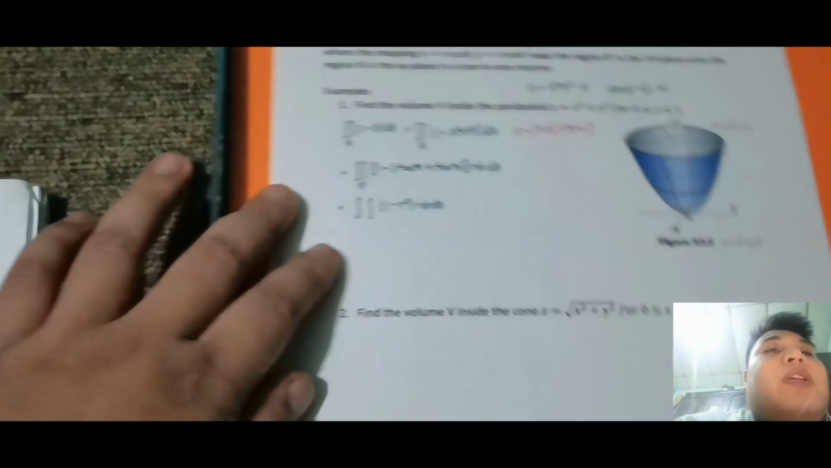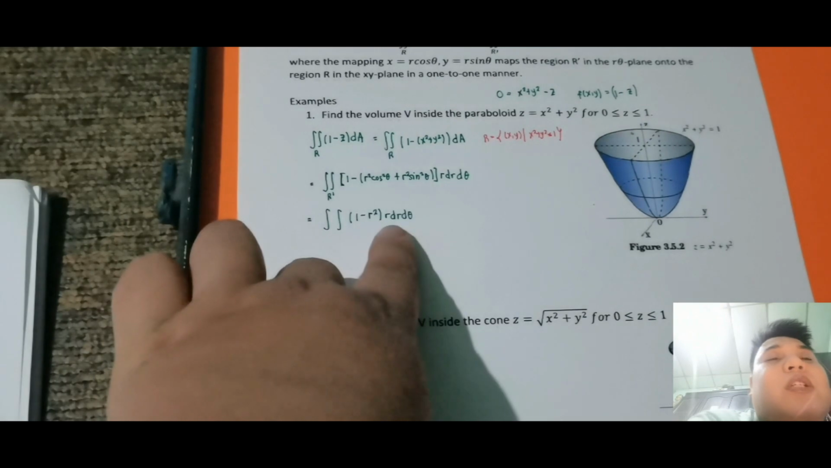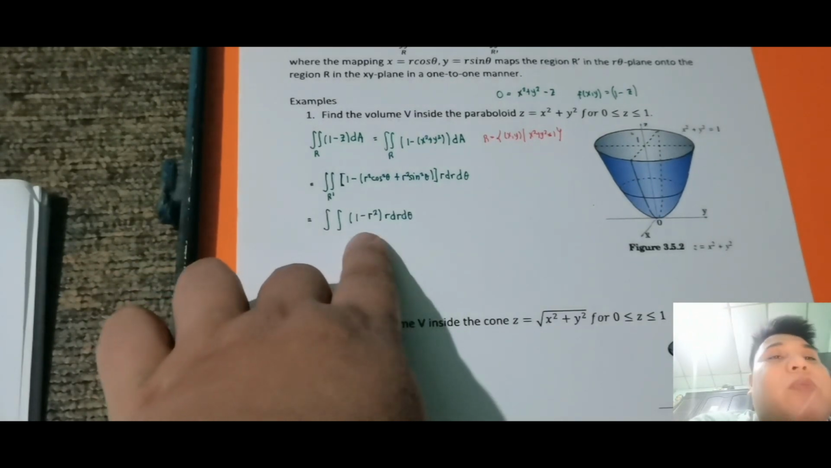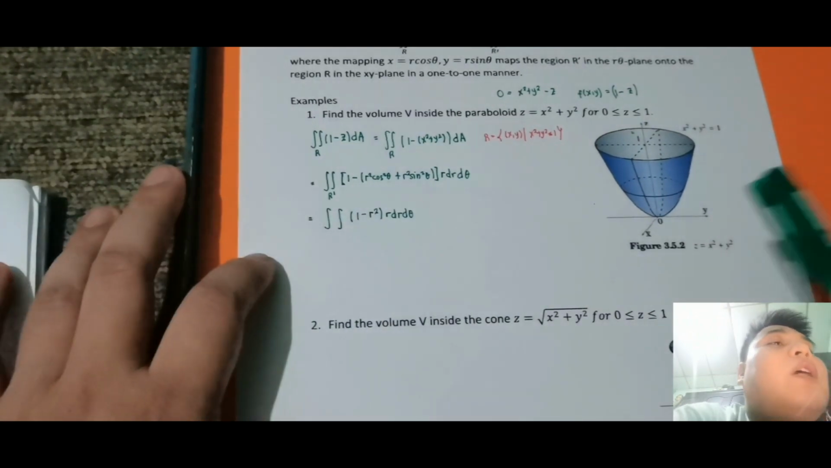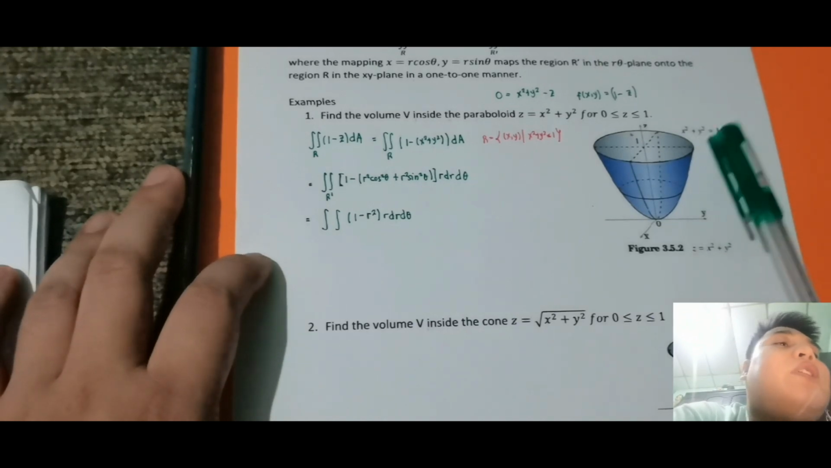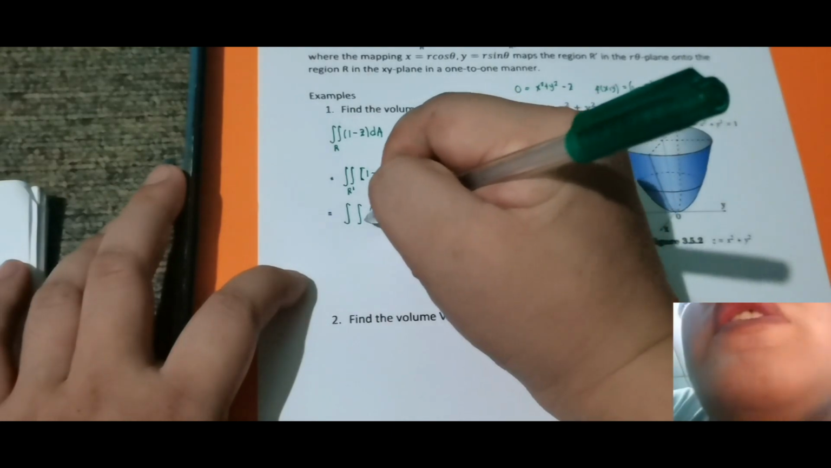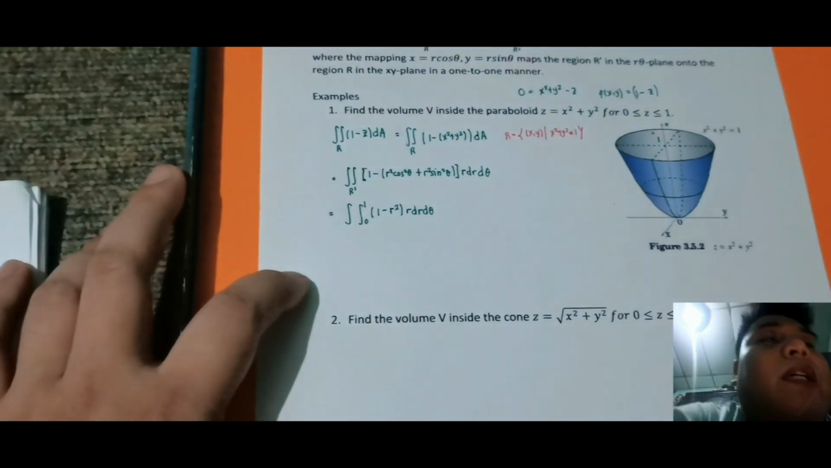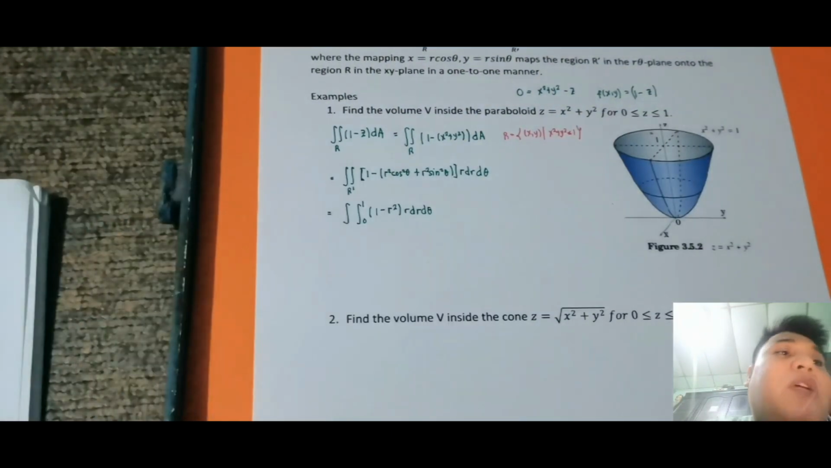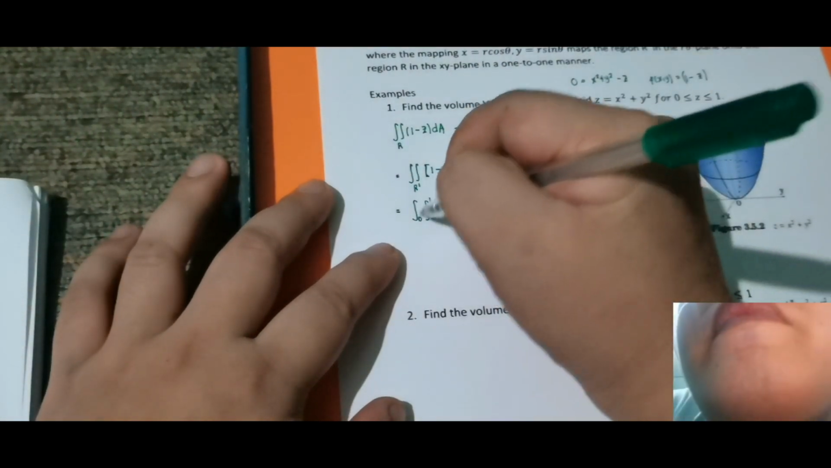Now, how does our radius rotate? Since dr is first, what is the maximum value of the radius? The maximum value of our radius is just 1. Meaning, our radius goes from 0 up to 1. Lastly, for d theta, since it just rotates a full revolution, this is just from 0 to 2 pi.